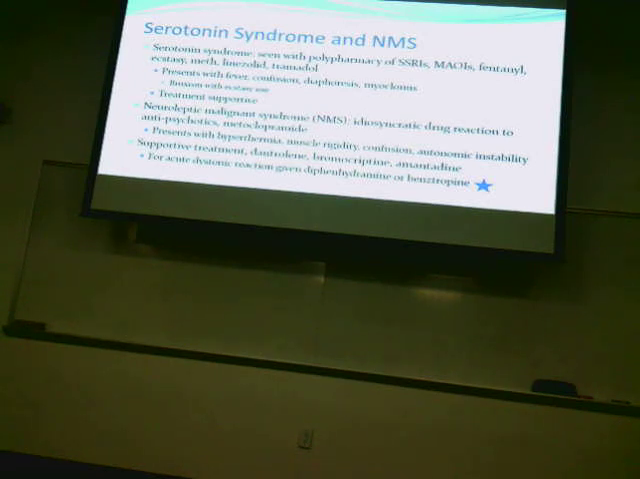An interesting thing. So yeah, neuroleptic malignant syndrome will present a lot of the same things. So you have the hyperthermia, you also have rigidity, confusion, some autonomic changes. But what's a little bit more specific for neuroleptic malignant syndrome is going to be that lead pipe rigidity. So rigidity is the most pronounced thing that kind of sets it apart from serotonin syndrome.